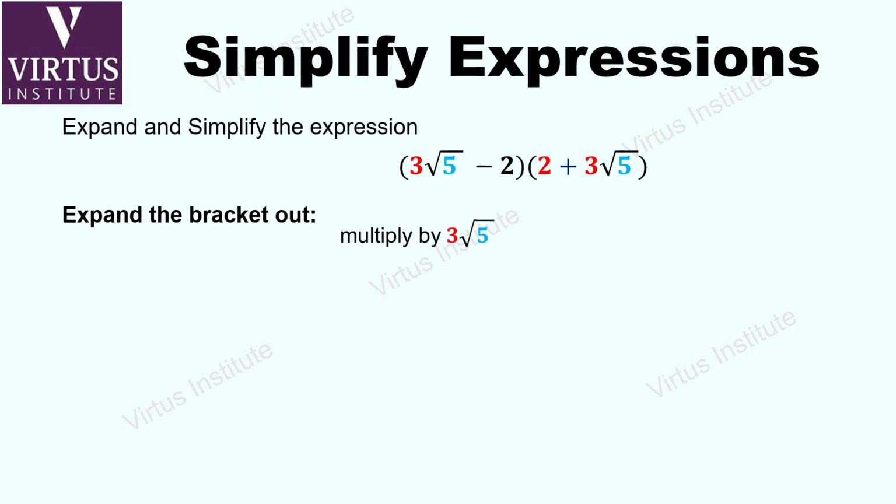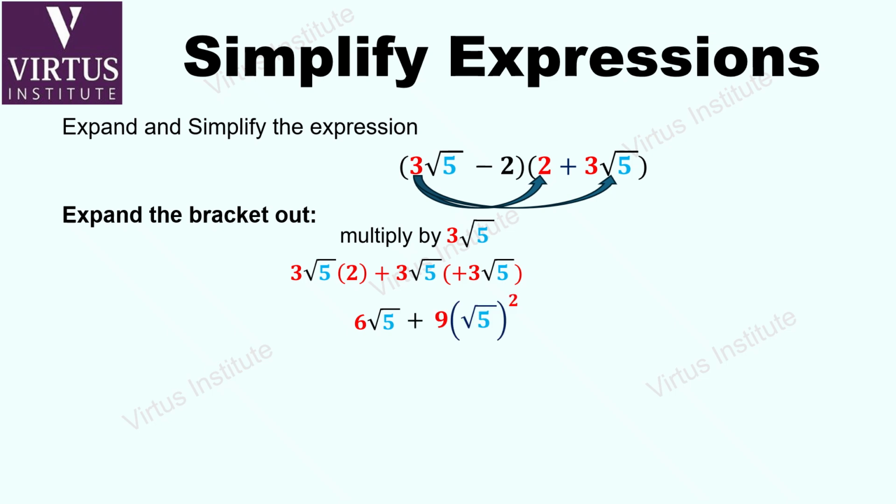Start by multiplying 3 square root 5 by both terms in the second bracket. 3 square root 5 multiplied by 2 becomes 6 square root 5, and 3 square root 5 multiplied by 3 square root 5 becomes 9 times square root 5 squared, which simplifies to 45.